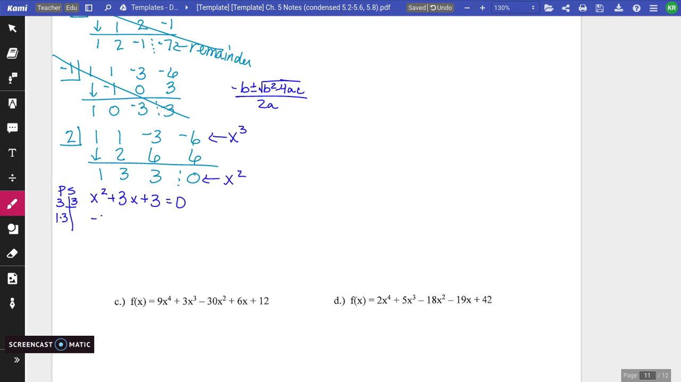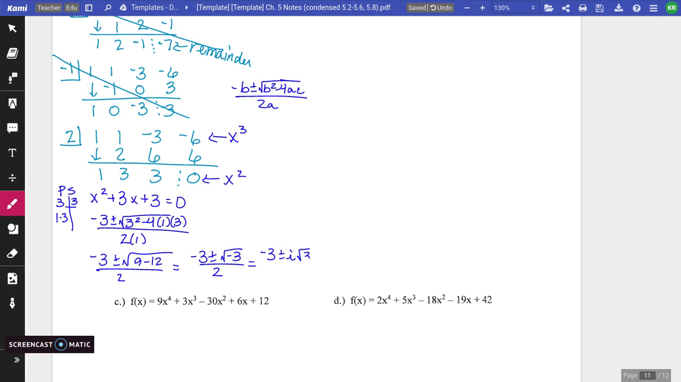All right, so I'm going to have the opposite of b, plus or minus the square root of b squared minus 4ac, all over 2a. So negative 3 plus or minus the square root of 9 minus 12, over 2. So this becomes negative 3 plus or minus the square root of negative 3, all over 2. Well, this is imaginary because we have the square root of a negative. So I got i root 3 over 2. Okay, so there are our last two solutions.